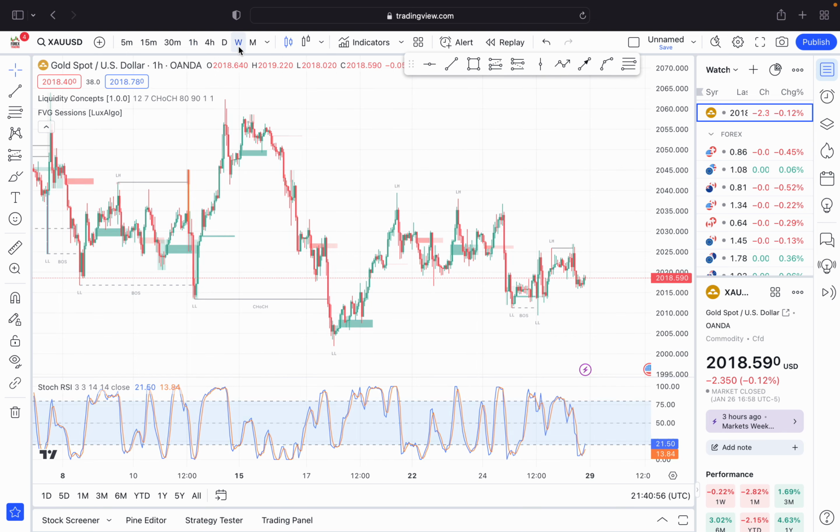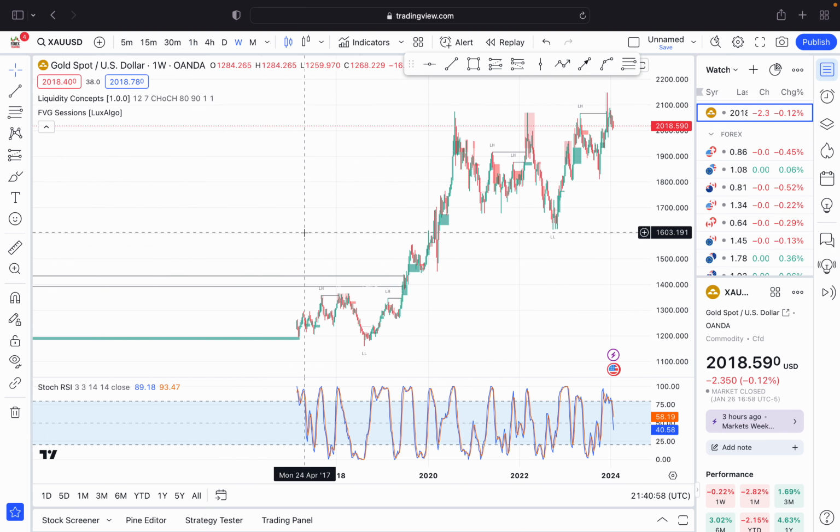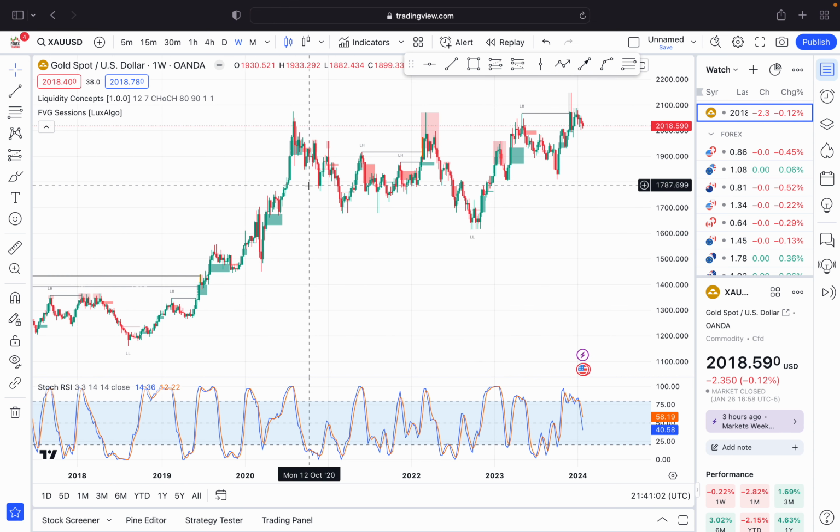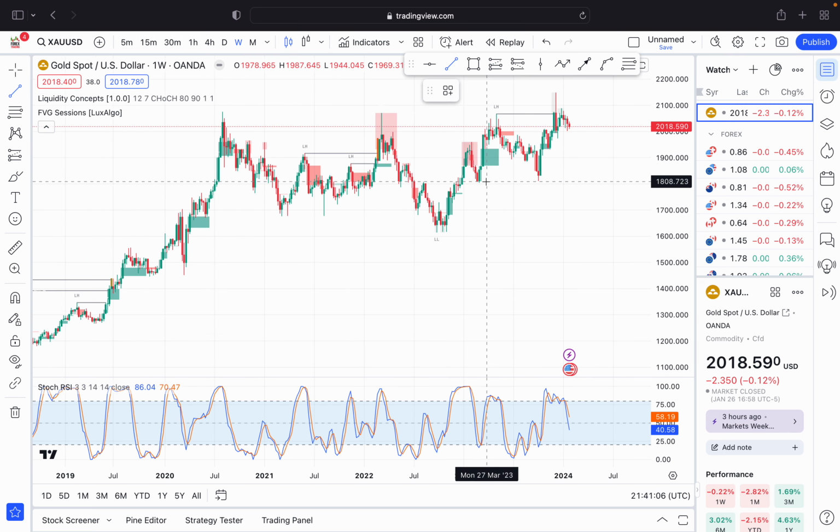Of gold. I've deleted everything off the chart. So the first thing you'll do is go to the weekly time frame and see if you can identify a trend.